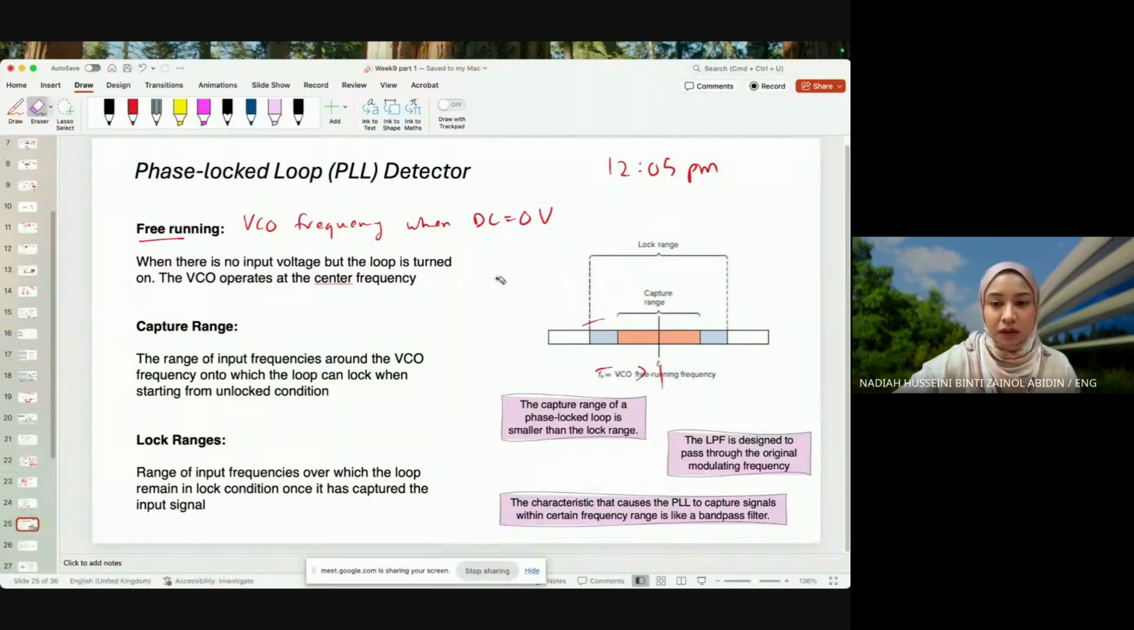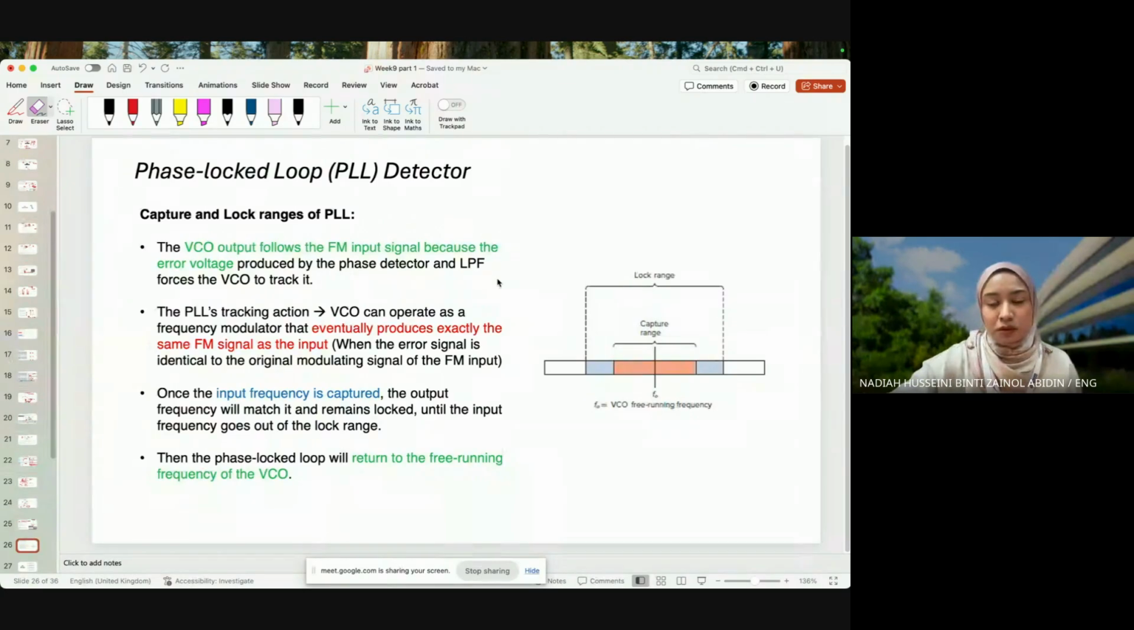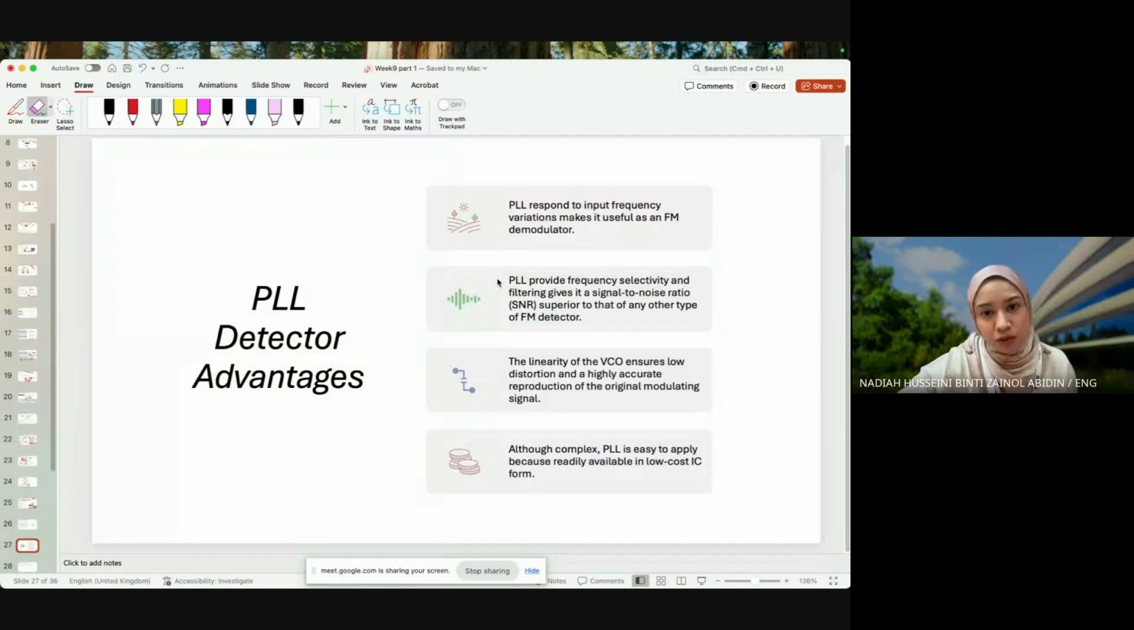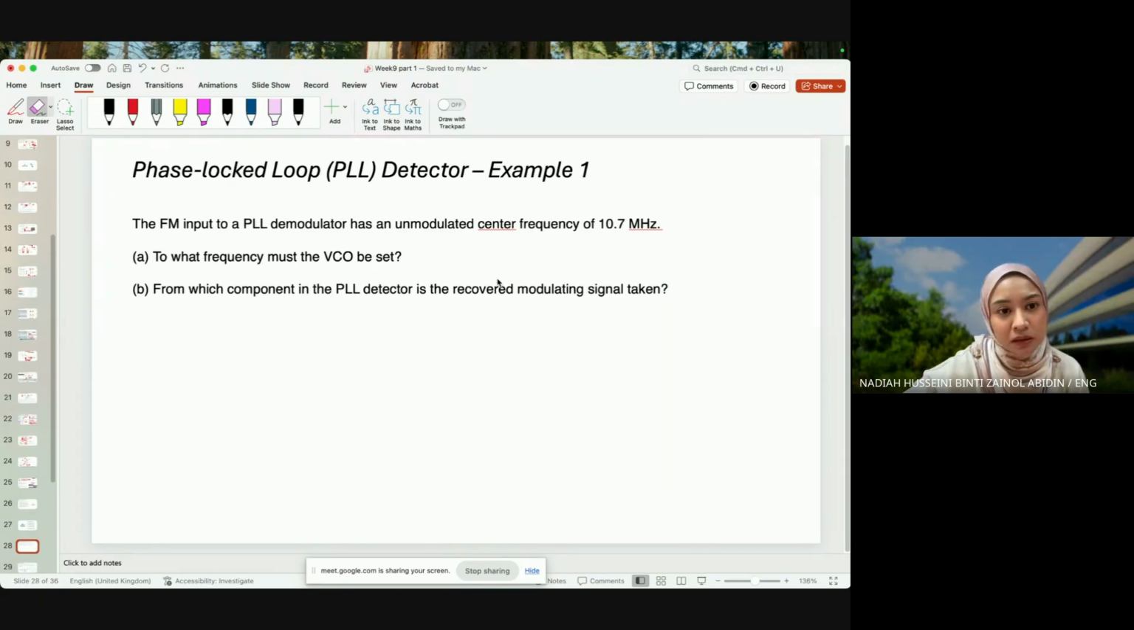So moving on to advantages, you can read this. We have already talked about it in the previous class. Okay, so let's go over this example number 1. The FM input to a PLL demodulator. Okay, the FM input. Let's draw it. So this is our FM input, our phase detector, and this is going to be our FVCO.